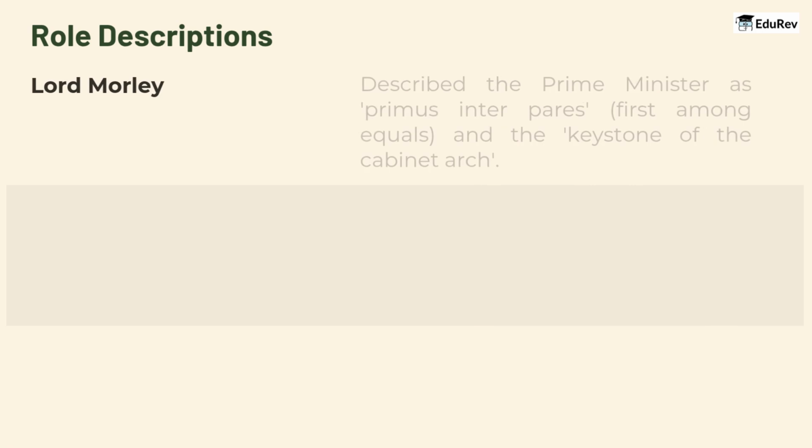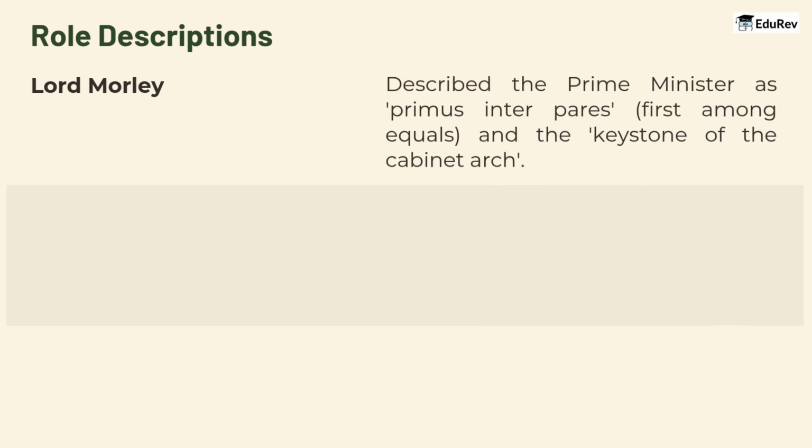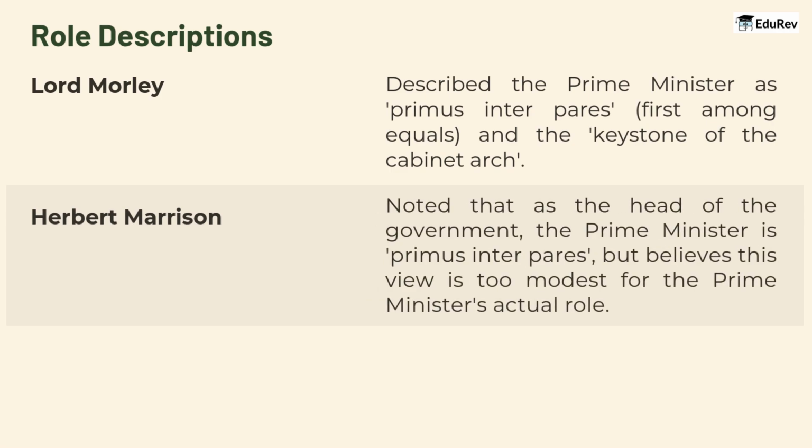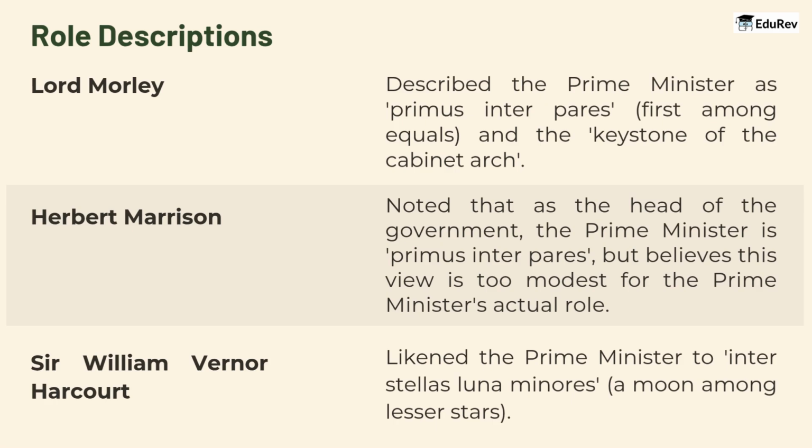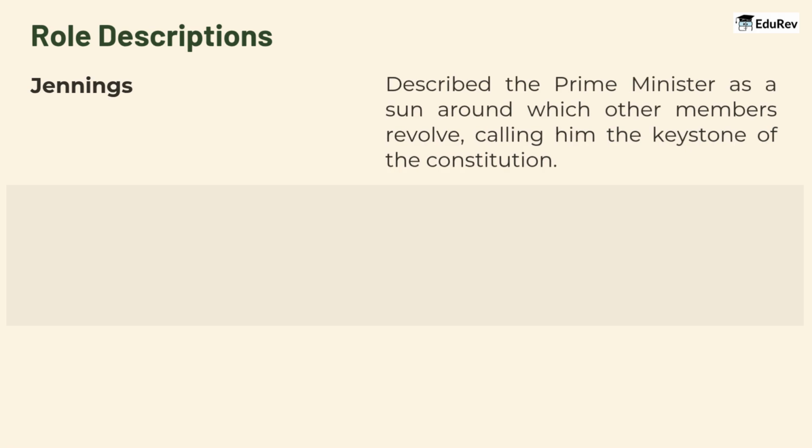Lord Morley described the Prime Minister as primus inter pares, first among equals, and the keystone of the cabinet arch. Herbert Morrison noted that as the head of the government, the Prime Minister is primus inter pares, but believes this view is too modest for the Prime Minister's actual role. Sir William Vernon Harcourt likened the Prime Minister to inter stellas luna minores, a moon among lesser stars. Jennings described the Prime Minister as a sun around which other members revolve, calling him the keystone of the Constitution.